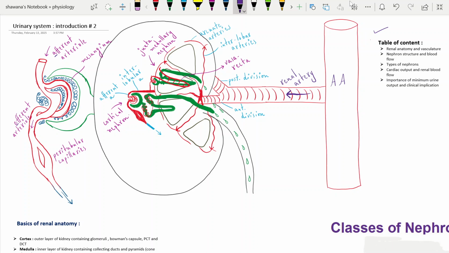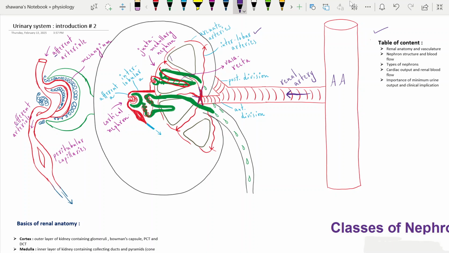The posterior division supplies the posterior aspect, and the anterior division, first of all, forms five segments, segmental arteries, as you can see here: one, two, three, four, and five. It forms five segmental arteries. From the segmental arteries arise the interlobar arteries. Okay, interlobar arteries are running in between the pyramids.